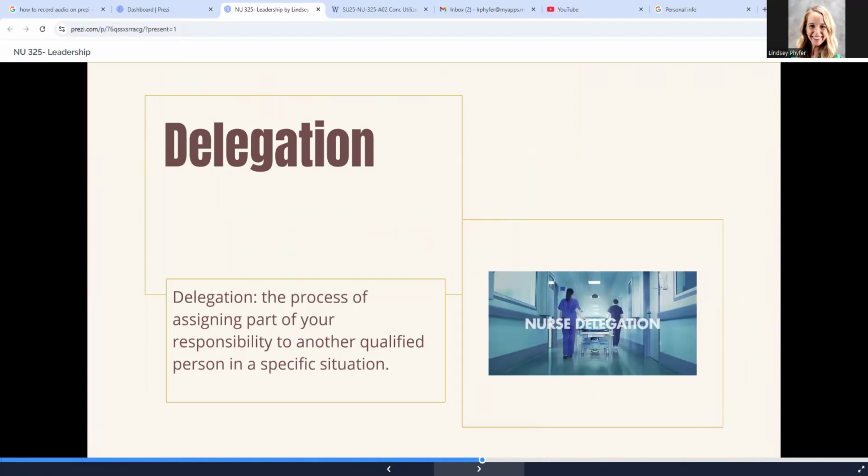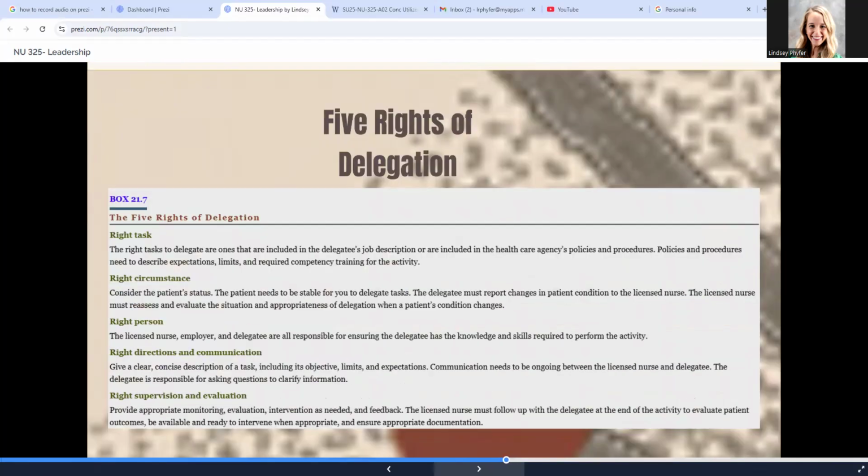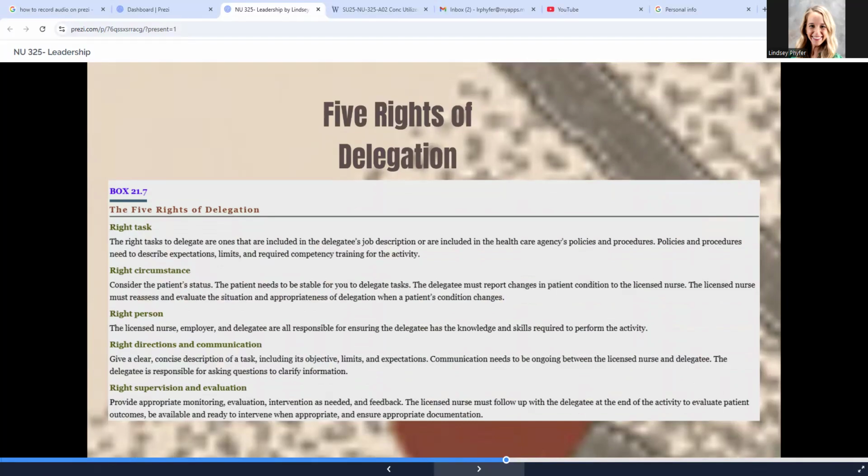So now let's talk about delegation. Delegation is the process of assigning part of your responsibility to another qualified person in a specific situation. And there are 5 rights of delegation. This is a box that you need to remember, not only for this lecture, but as you go through nursing school, it's important for you to know how to delegate tasks appropriately. So let's talk about the 5 rights of delegation.